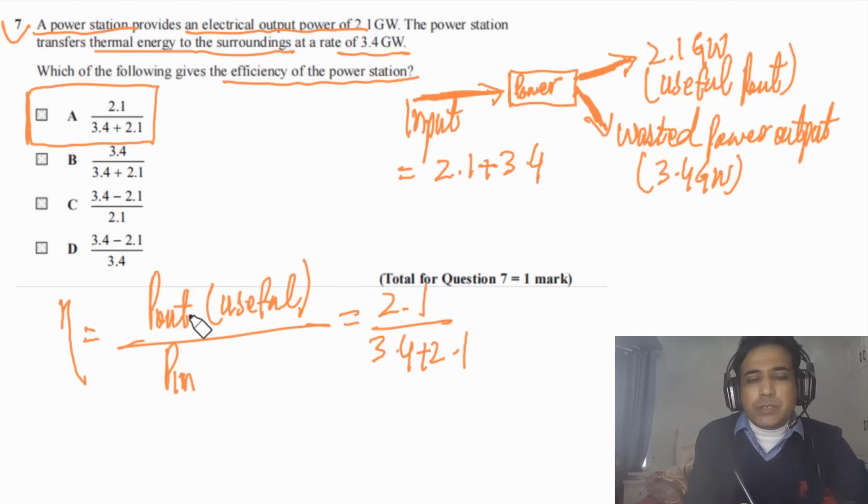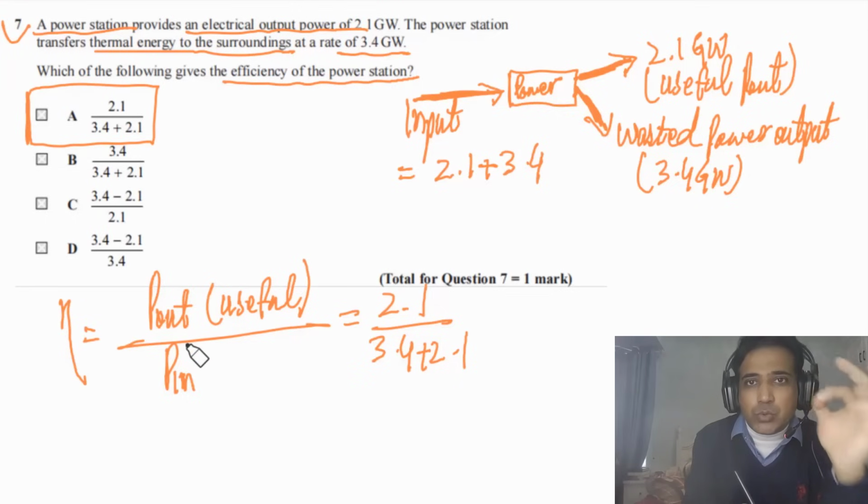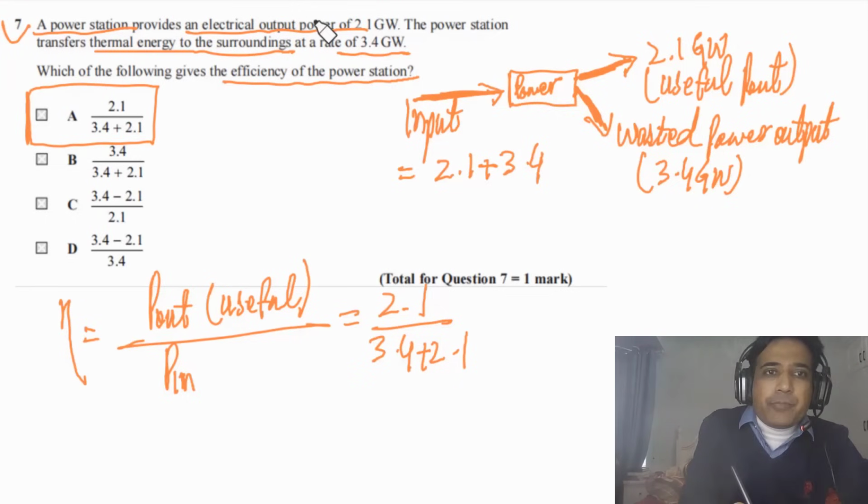Most of the time students simply remember P out, but you have to find out useful P out. So this is the useful P out. So this is useful P out.